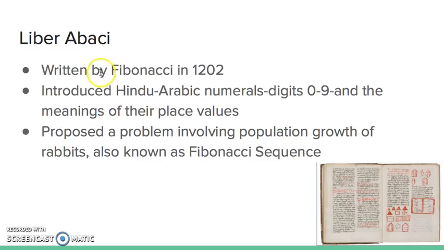The Liber Abaci was written by Fibonacci in 1202. It introduced Hindu and Arabic numerals, which were the digits 0 through 9, and their meaning of their place values to the European world. And it proposed a problem inside of it about the population growth of rabbits. And this population growth sequence would soon be known as the Fibonacci sequence. And then down in the book down here, you can see some of his work.